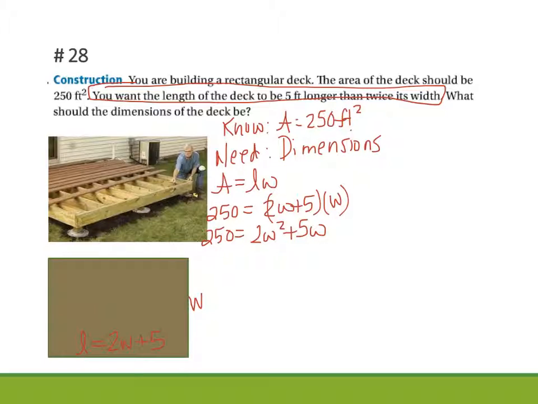Okay. Now, this particular equation is not in standard form, and in order to solve it, we're going to need to place it in standard form. That is, if we're going to be able to solve by factoring. So let's subtract 250 from both sides. And 0 is equal to 2W squared plus 5W minus 250.